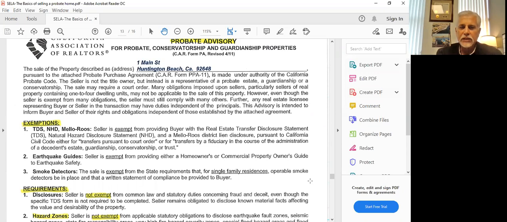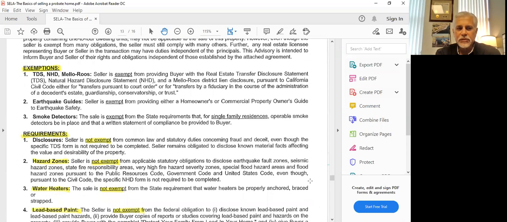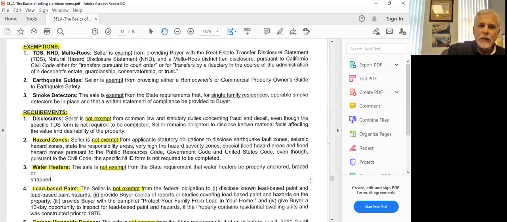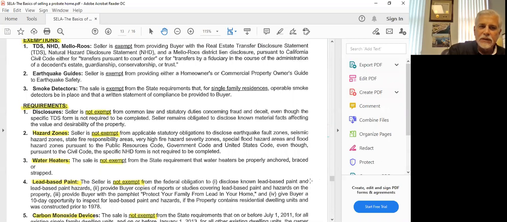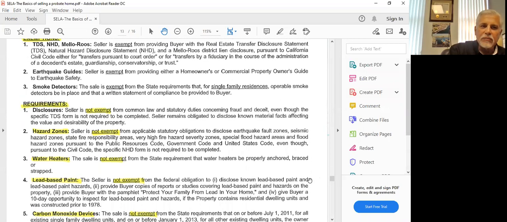And this, once again, is telling the seller that you may be exempt from certain guidelines because maybe the son who inherited has been living in New York for the last 15 years. The father sold the home they moved into and bought a condo, and the son's never even been there, or maybe was there for a day or two. So the heir cannot sign disclosures that he doesn't know about. So there's exempt from some disclosures, and it'll tell you exactly what it is. They're exempt from TDS, NHD, Mello-Roos, and other stuff, earthquake, smoke detectors.